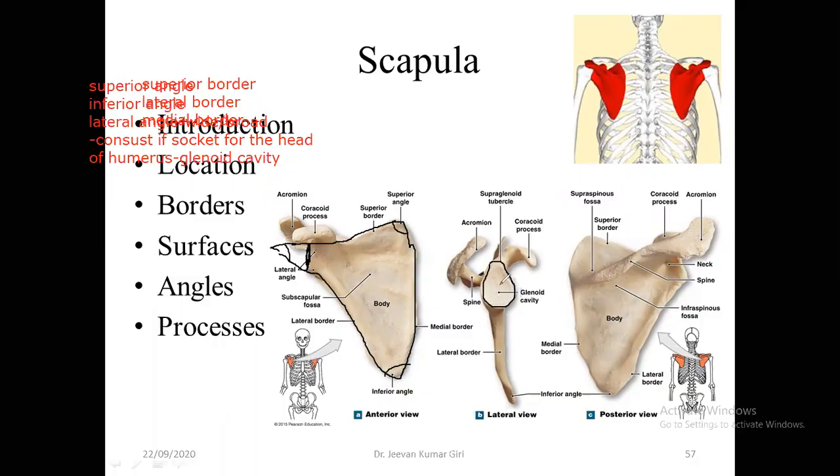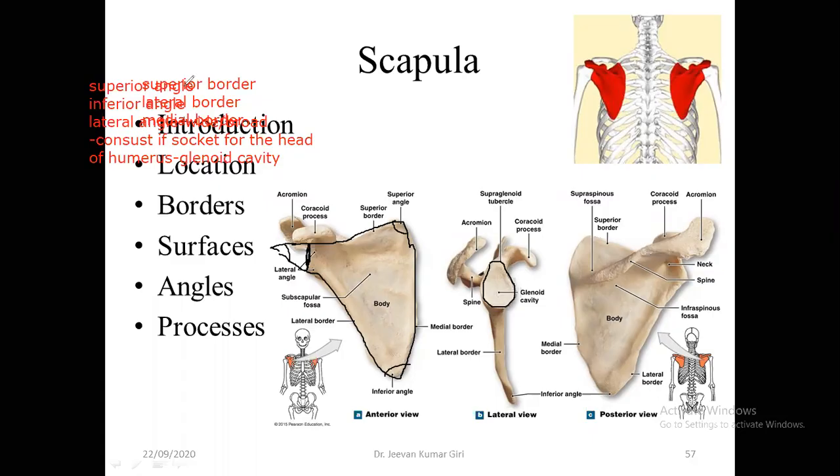Just remember this thing. Now see here, in the upper part of the glenoid cavity, you will find a bony prominence. That is the supraglenoid tubercle. Similarly, in the lower part you will also find a bony prominence, that is the infraglenoid tubercle.